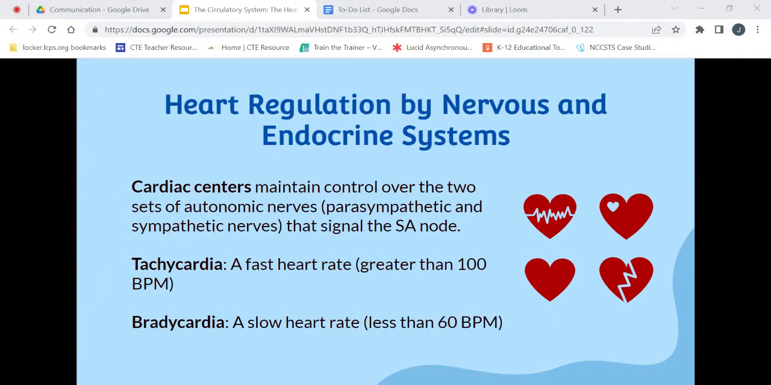In response to physical and emotional stressors, the adrenal gland releases norepinephrine and epinephrine. These hormones increase heart rate and also increase the force of contraction of cardiac muscles. So tachycardia is a fast heart rate. It's anything greater than 100. Bradycardia is a slow heart rate, which is anything less than 60.